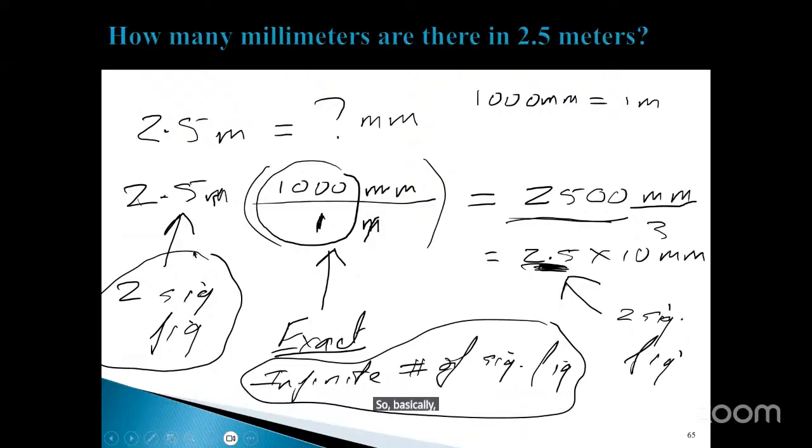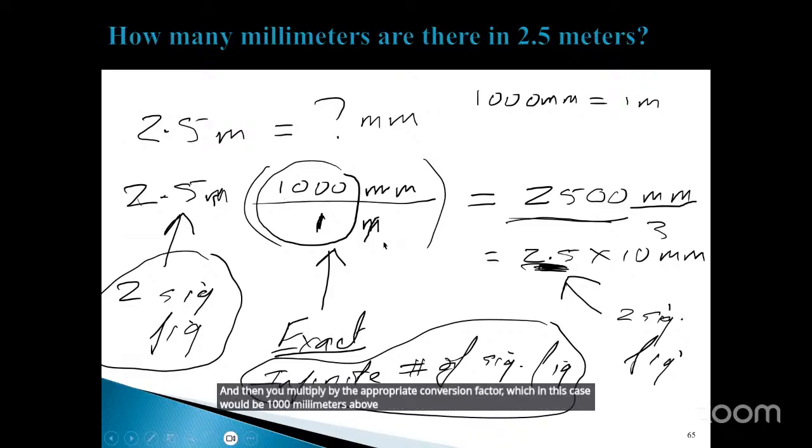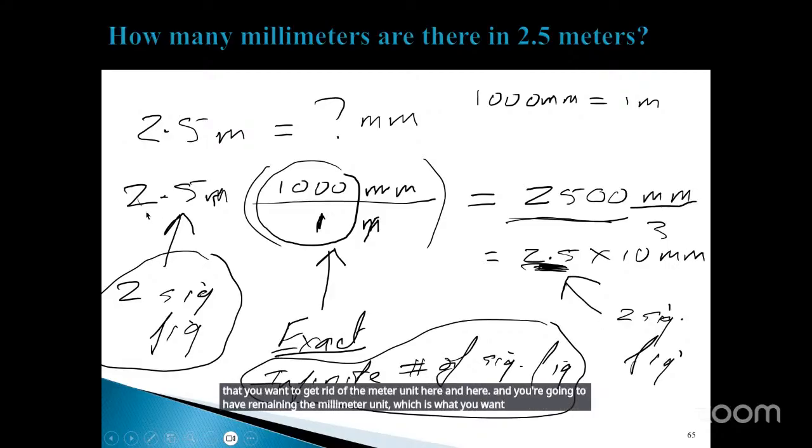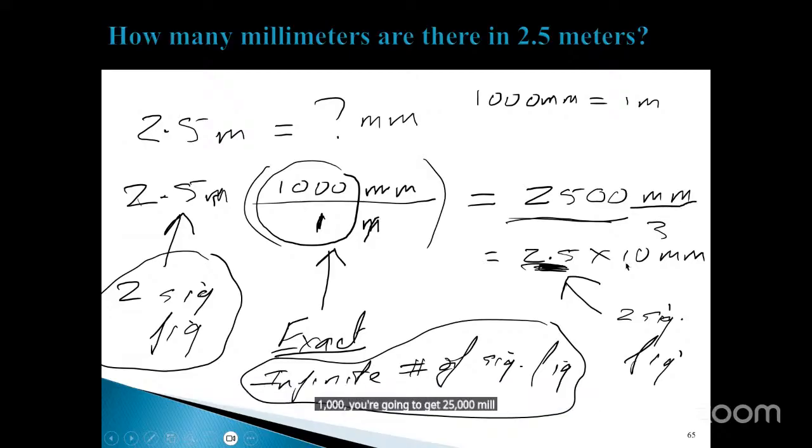So basically, you start off with what you're given, the 2.5 meters, right? And then you multiply by the appropriate conversion factor, which in this case would be 1,000 millimeters above and 1 meter below. The reason why I set it up this way, as I said before, is that you want to get rid of the meter unit here and here, and you're going to have remaining the millimeter unit, which is what you want, all right? So therefore, when you multiply the 2.5 by 1,000, you're going to get 25,000 millimeters, or if you prefer, you can express it in scientific notation, 2.5 times 10 to the 3 millimeters, right?